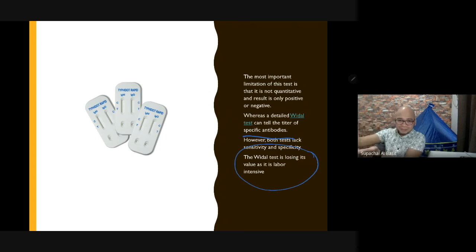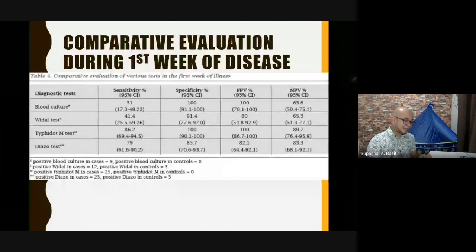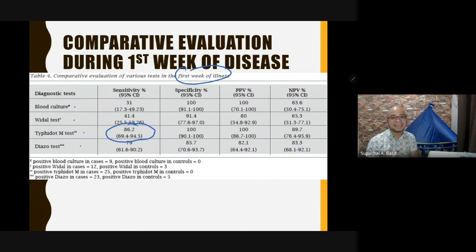Imagine you have to do several wells. But a rapid test is already available for typhoid. So let's compare. When it comes to sensitivity, if we compare blood culture with the typhoid and Widal test, during the first week of illness, the most sensitive is the typhoid IgM test. It's not the IgG, it's the IgM. But the one that is most specific is blood culture, and also Widal, with 100% specificity.